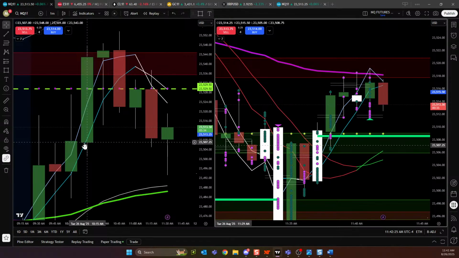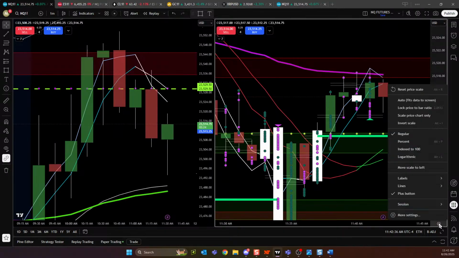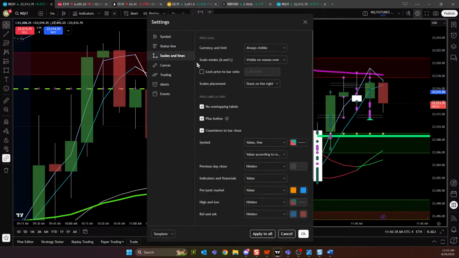How to set the S&P? When you say mine is on, what do you mean, Andy? Oh, your timer? We've got 26 seconds. Click the little arrow here. Go to more settings. Scales and lines. Countdown to bar close.